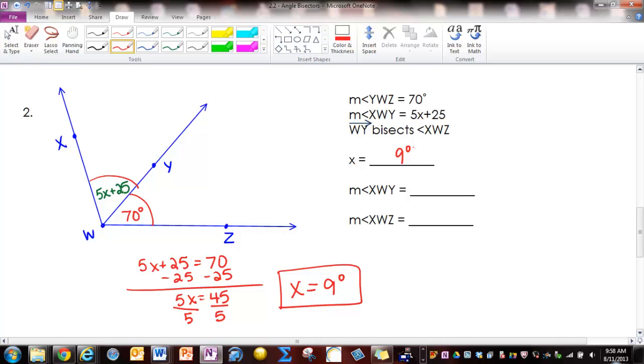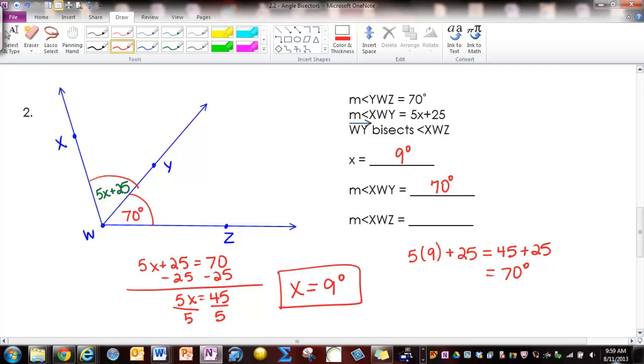Now XWY is marked congruent to the other angle, which is 70 degrees, so I'm just going to go ahead and say that that one is also 70 degrees. Now we could also find that by substituting 9 degrees in for x, so you could find 5 times 9 plus 25, and that gives me 45 plus 25, which is also 70 degrees.